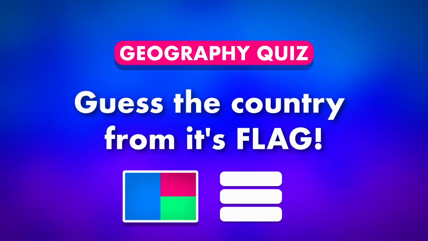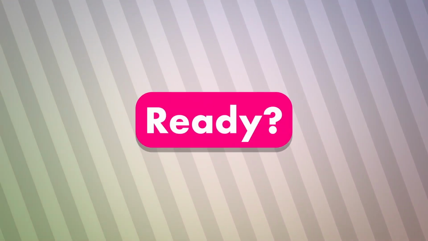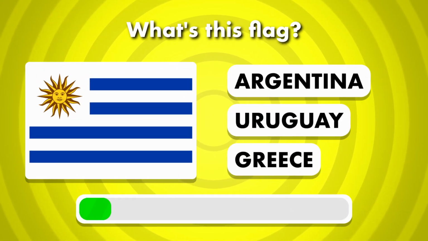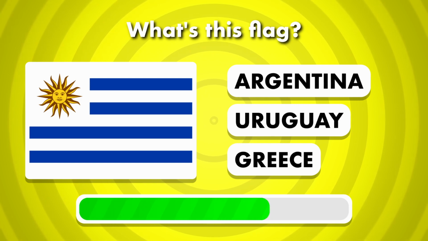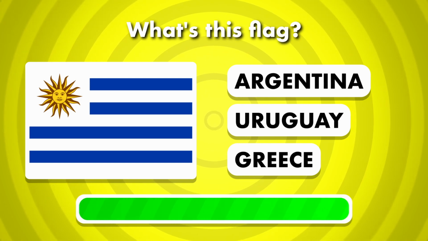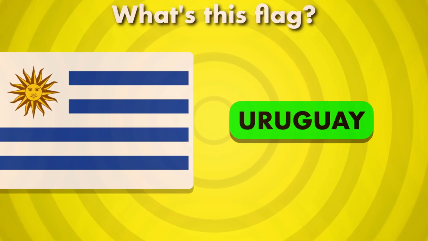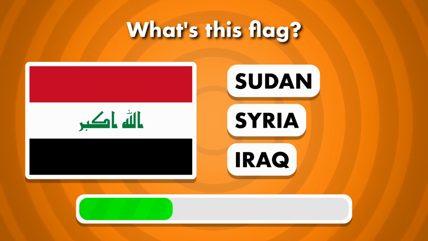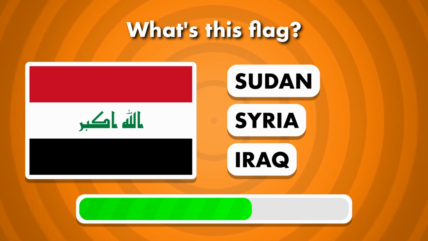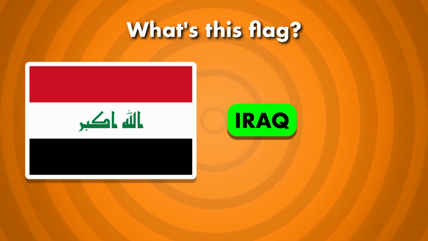Today on American Guess Games, identify a nation from its flag. Ready? Let's go. What is the correct country? Uruguay. What's the country of the flag? The solution is Iraq.